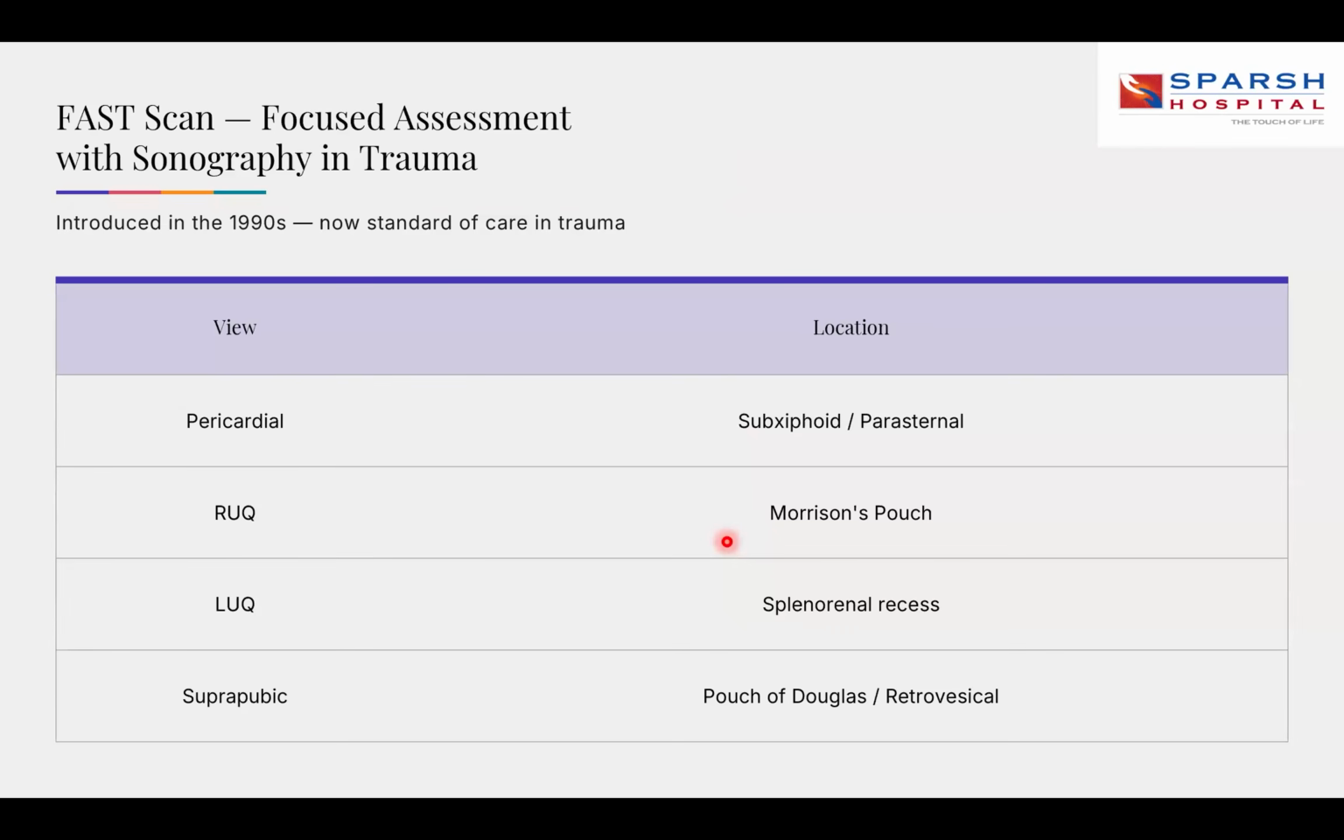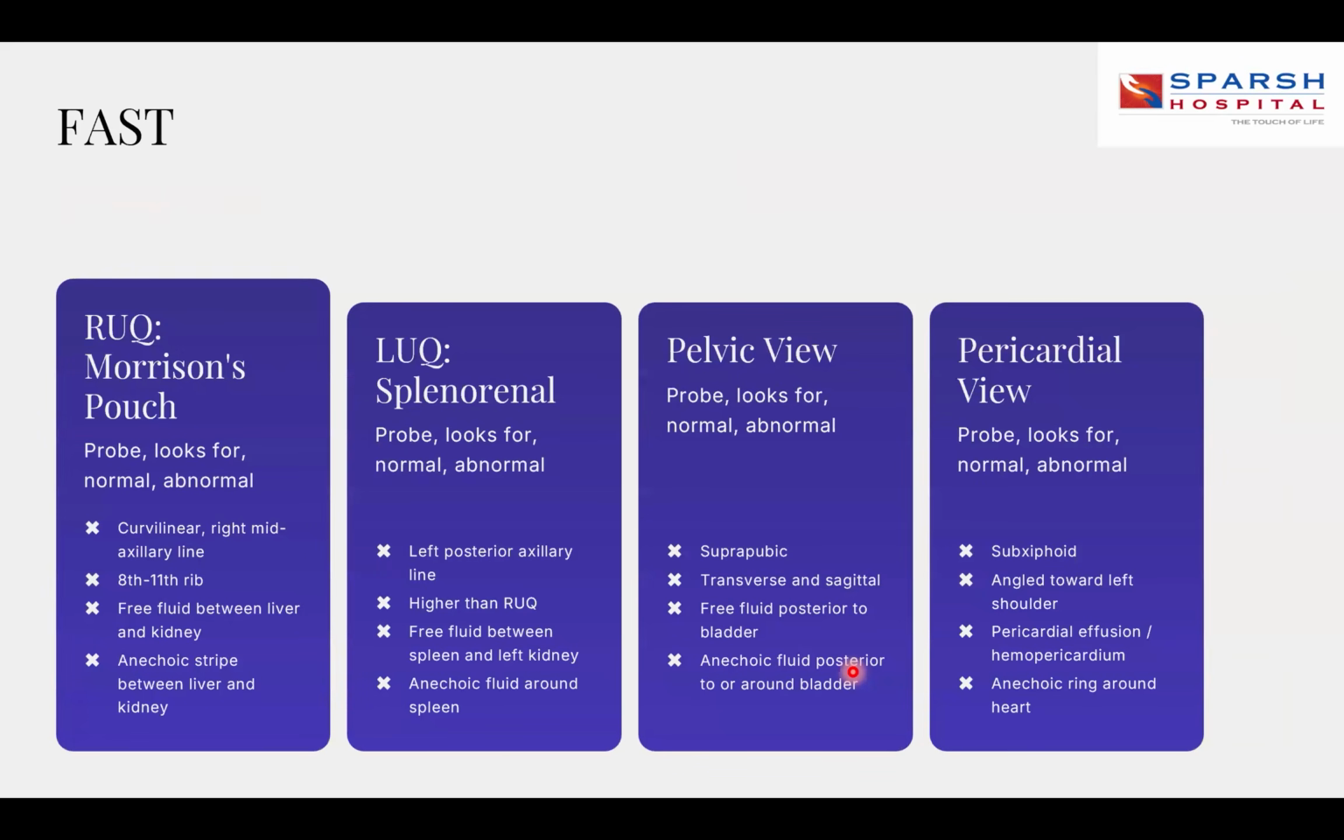Starting with the bedside focus ultrasound, we have FAST and E-FAST scans. As you all know, the FAST scan is the most widely used scan in any trauma case presenting to the ER in the present day. It was introduced in the 1990s, but it is now a standard of care in trauma. In FAST scan, you have pericardial, right upper quadrant, left upper quadrant, and suprapubic views, showing the respective places of subxiphoid, Morrison's pouch, splenorenal, and pouch of Douglas. A little bit in brief related to the specific views.